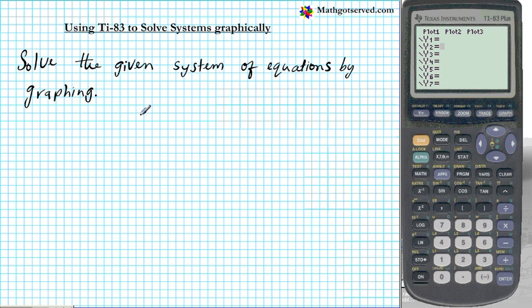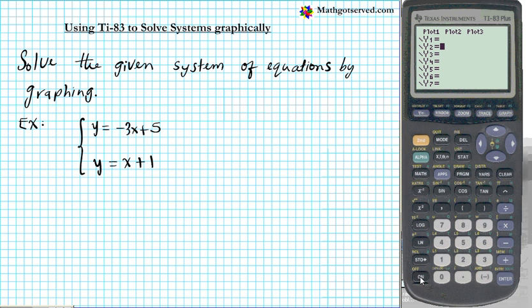So in this example, I'm going to show you how to solve an example where both equations are in slope-intercept form. Okay, so in this case, we have the system y equals negative 3x plus 5 and y equals x plus 1. All right. So how do we solve this by graphing using our calculators?